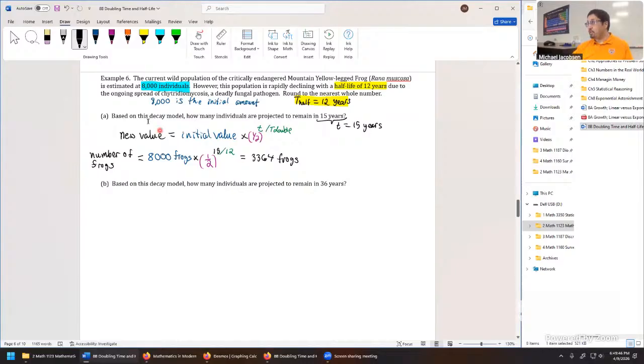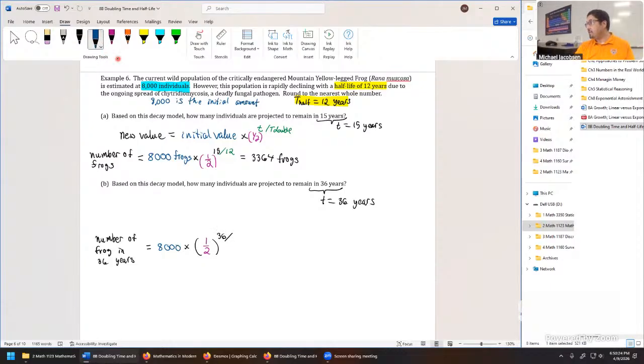So let's start off by just reusing the formula to see how it goes. Time, 36 years on this one. So the number of frogs in 36 years is going to be the 8,000 frogs initially times 1/2. Let me put this in that color once again, just to emphasize it. For exponential decay, it's got to be that 1/2. Take 36 years, divide by the half-life of 12.